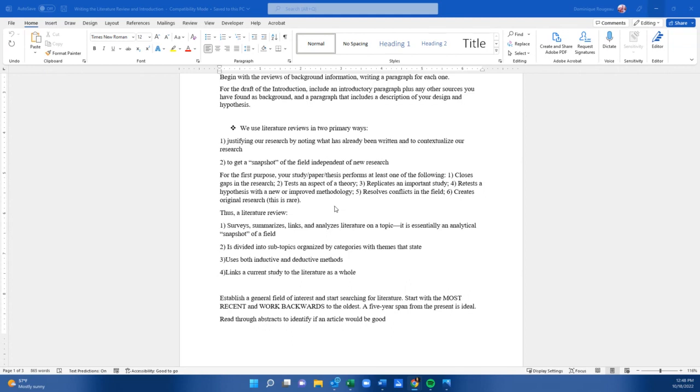Does it retest a hypothesis with a new or improved methodology? So, of course, over time, new theories are developed, new technologies are developed that allow us to test certain theories in different, sometimes better ways. Does your research project do that?